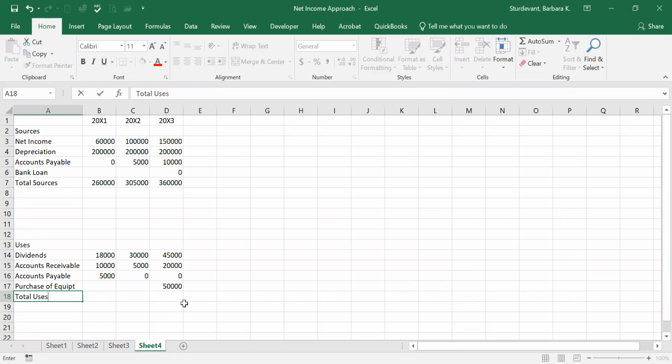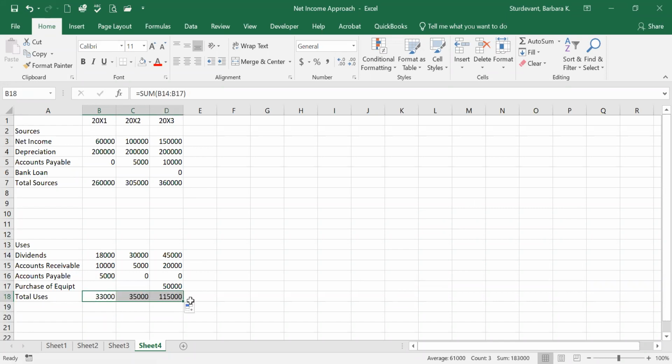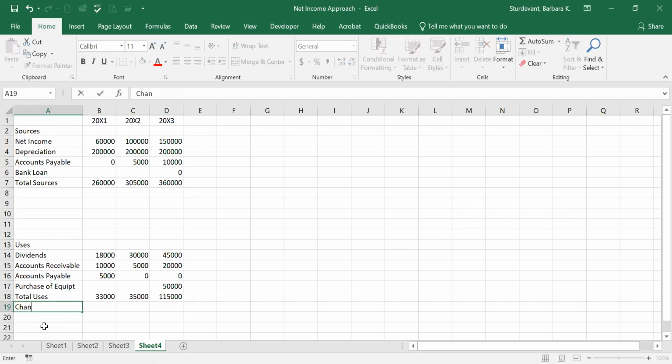Total uses. So what we're going to do is see if she has enough money to buy that piece of equipment without borrowing anything. Okay, remember your next step is your change in cash, which is simply taking the sources minus the uses.